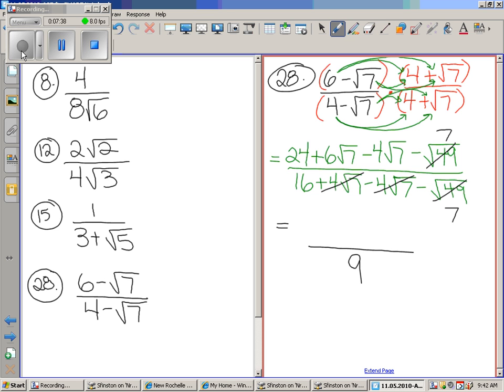Now let's take care of the top. 24 minus 7 is 17. And 6 radical 7 minus 4 radical 7 is 2 radical 7. And we're done, because nothing goes into 2, 17, and 9. They have nothing in common. So that's the problem, the answer in its most simplest form.